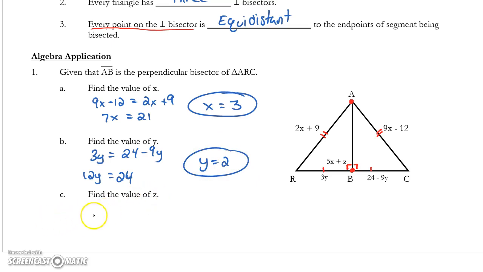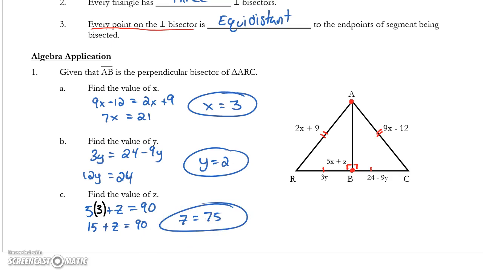And then my third equation that I was able to use is that 5x plus z equals 90. But I know that x is 3, so I'm going to go in here and get rid of x and substitute in 3. Now 15 plus z equals 90, subtract 15 from both sides, and z equals 75.